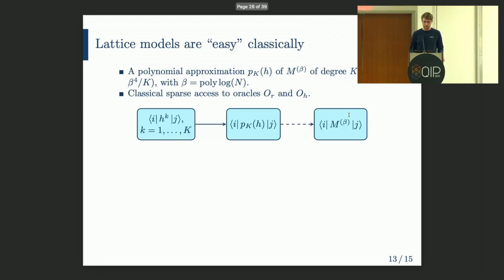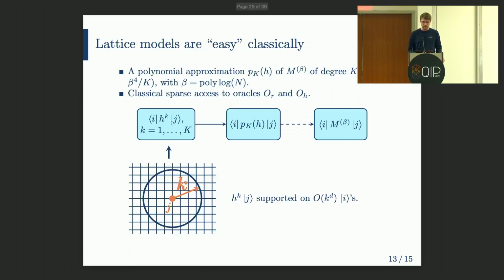Now, let me argue that if we want to estimate an entry of this thermal correlation matrix, then it's sufficient to estimate an entry of our polynomial approximation. And for that, it is sufficient to learn the same matrix entry of all of the monomials in the polynomial approximation. And it is in fact this last thing that can be done classically on a lattice model.